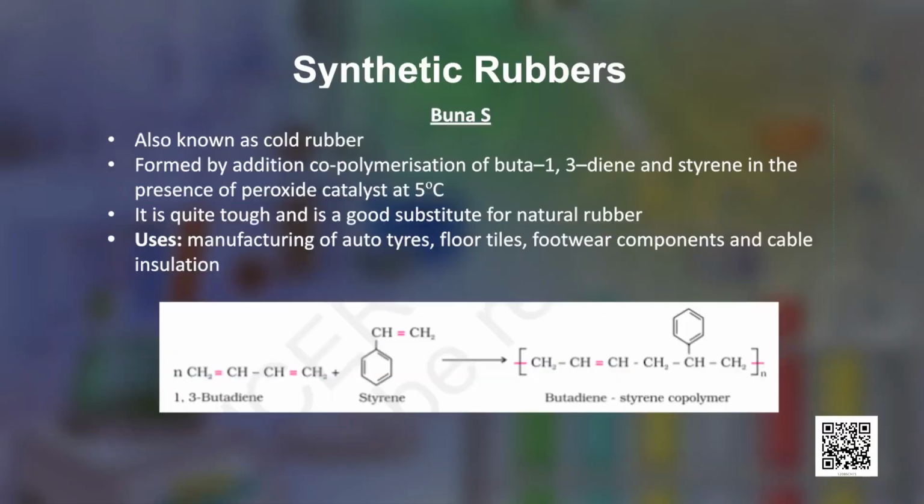while Buna S is an example of copolymer formed by addition polymerization of buta-1,3-diene and styrene in the presence of peroxide catalyst at 5 degree centigrade, and it is also called cold rubber. This copolymer is quite tough and is a good substitute for natural rubber, and it is used for the manufacturing of auto tires, floor tiles, footwear components and cable insulation.